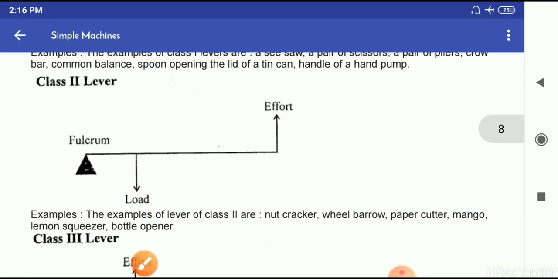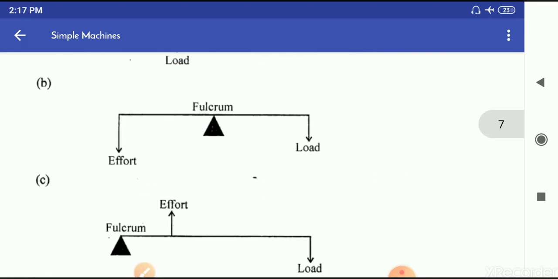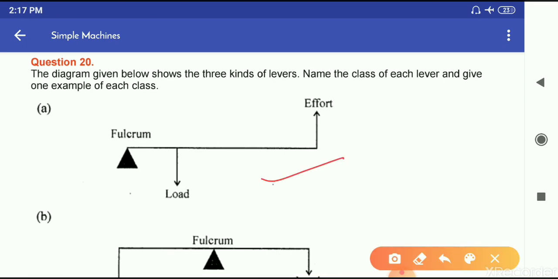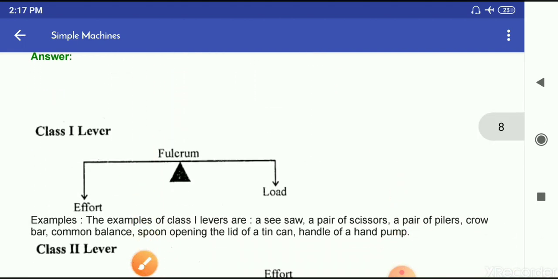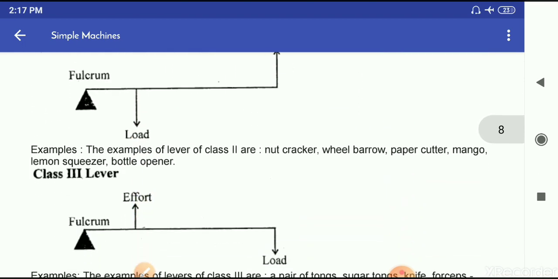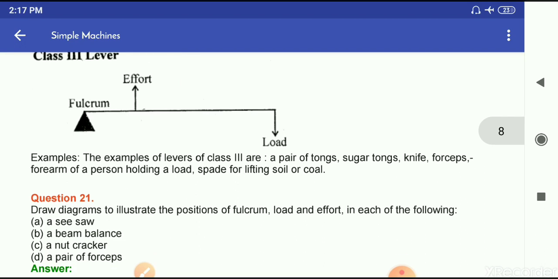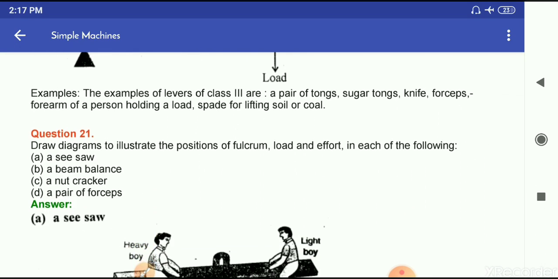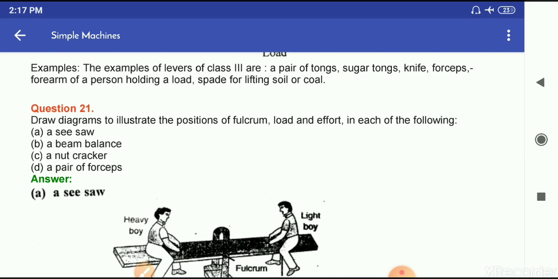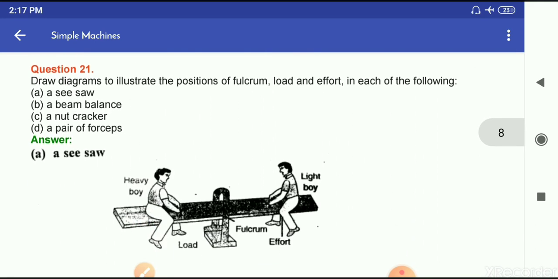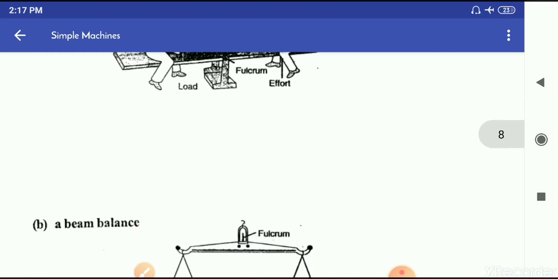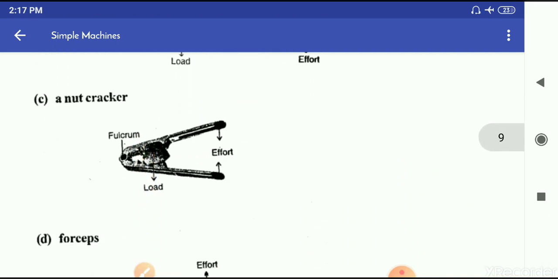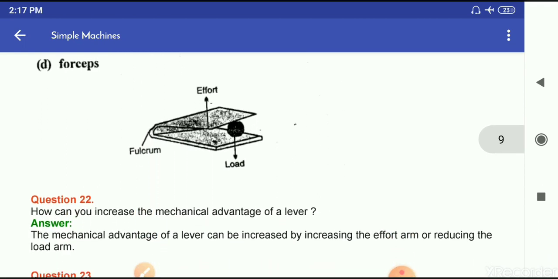Second is of class 2 lever where load is in between. You can see here load is in this one. This one is the second, class 2 lever, and where fulcrum is in between, this is class 1 lever, and where effort is in between, this is class third lever. So here are the diagrams and the examples you can write from here. Now question number 21, draw a diagram to illustrate the position of fulcrum, load and effort in each of the following: seesaw, beam balance, nutcracker, and a pair of forceps. You can draw the diagrams from the book, or you can draw from here also. So these are the diagrams of question number 21.